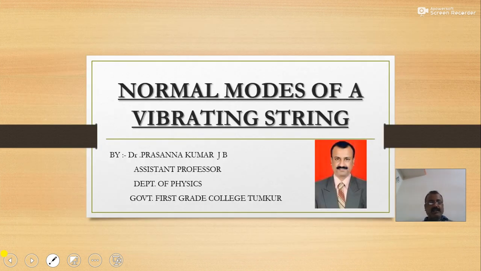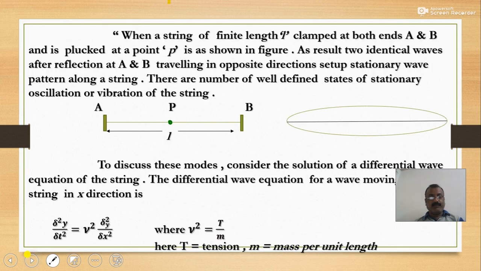Here in this class, we have to derive the expression for normal modes of a vibrating string. They may ask you a question like this: derive an expression for normal frequencies of a vibrating string. That is, to obtain the expression for fundamental frequency, first overtone, second overtone, like that. Otherwise, we have to derive the expression for first harmonic, second harmonic, third harmonic, etc.